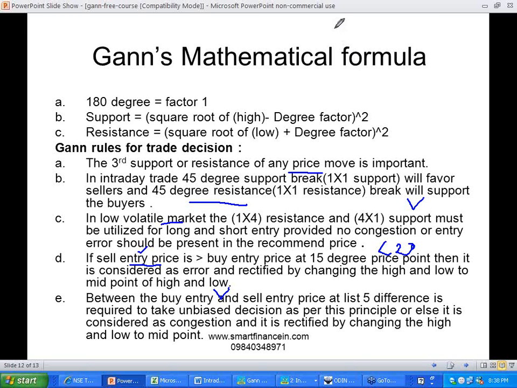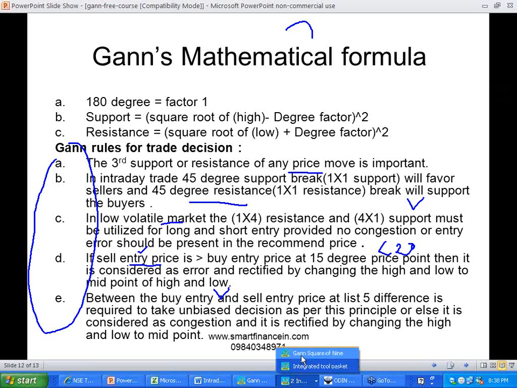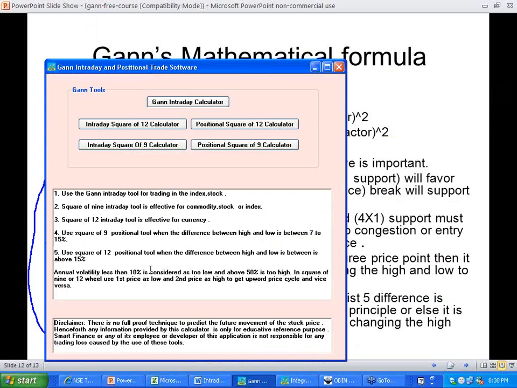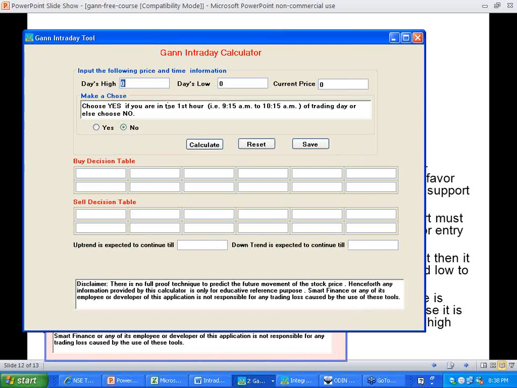You also have to look into specific factors, like the 2-digit number must be converted to a 3-digit number. So these are the prominent 5 rules, but beyond that we also have a lot of rules. All those rules we have programmed in our Gann tool. So here we use our Gann tool.